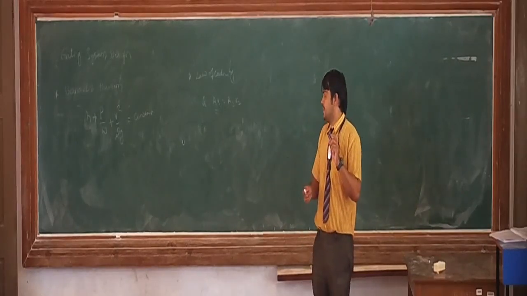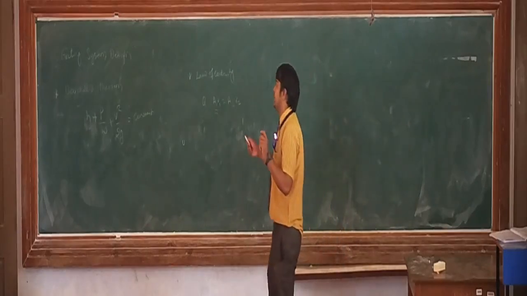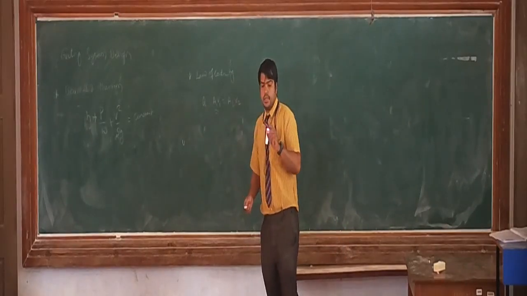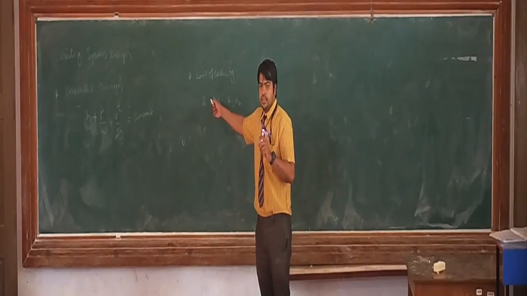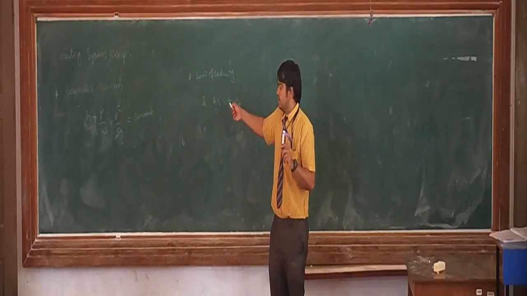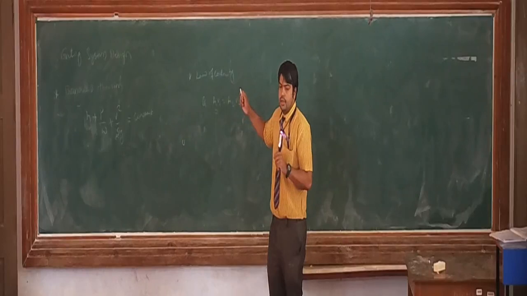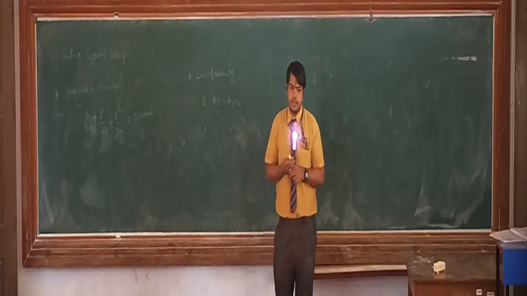And its unit is what? Its unit is meter cube per second. A is the cross-sectional area, it will be in terms of square meters, and V is the velocity, it will be in terms of meters per second. So this is how we generally use this in gating system design.